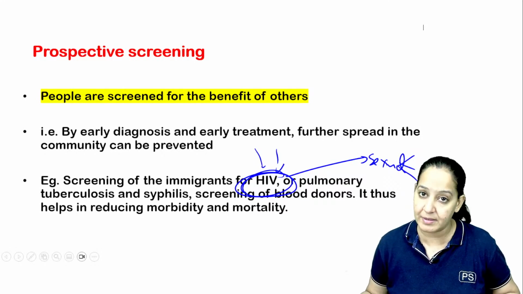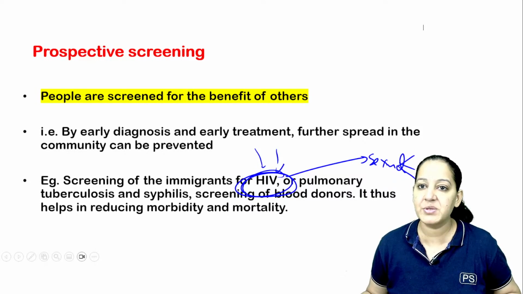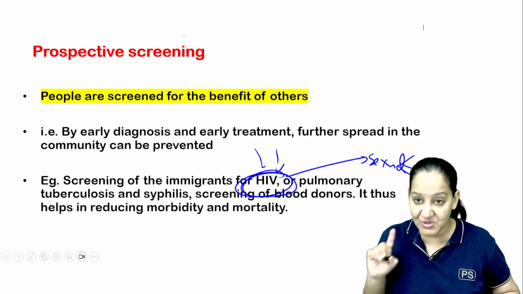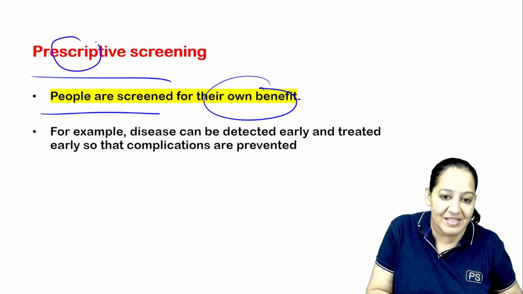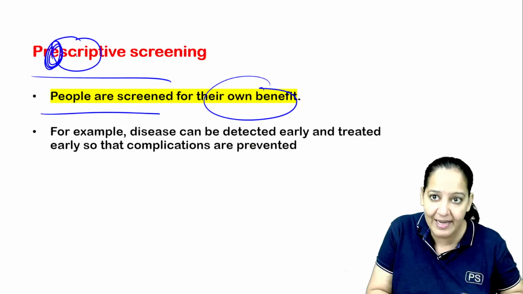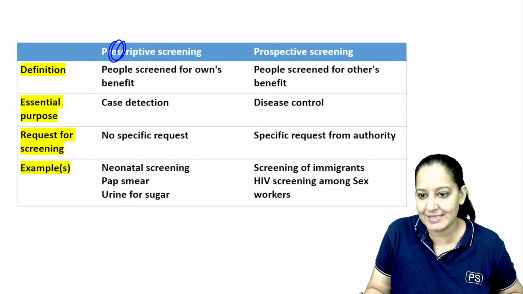All the sexual partners should be traced after that, and they should also be screened for HIV, right? So this is for the benefit of the society, for the benefit of the community. This screening is known as prospective screening. This one was prescriptive, this one is prospective. There is a difference of one word: here is E and here is O. Prescriptive, prospective. I hope you got it. Say yes if you got it.